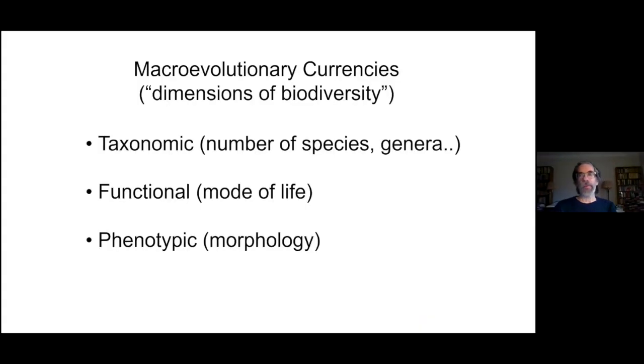So if we think about biodiversity, we can't just think about it in one dimension. We really need to think about multiple currencies or dimensions of biodiversity. Most people, when they study biodiversity, think about taxonomic diversity, the number of species, and higher groups like genera and families and so on. But there are other ways to think about it. There's functional diversity, different modes of life, and there's phenotypic diversity, morphological diversity.